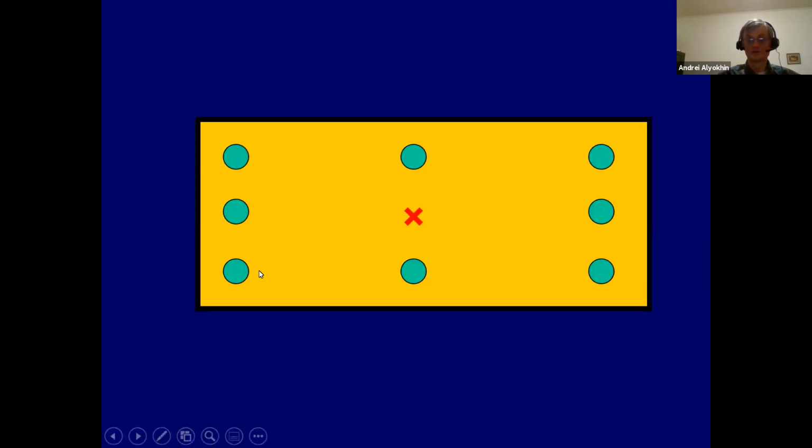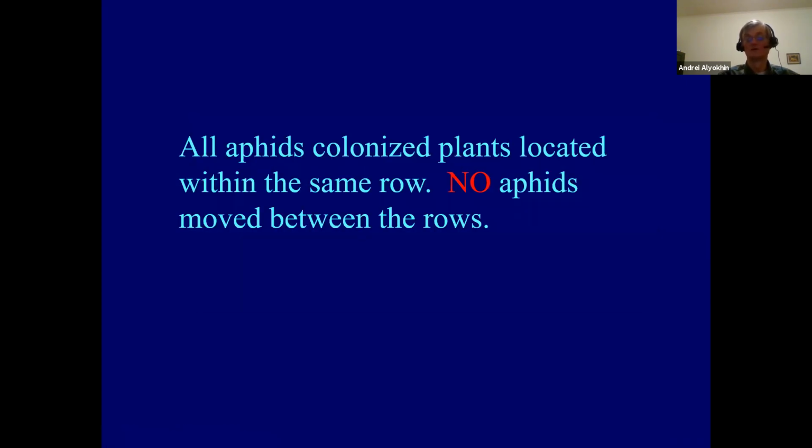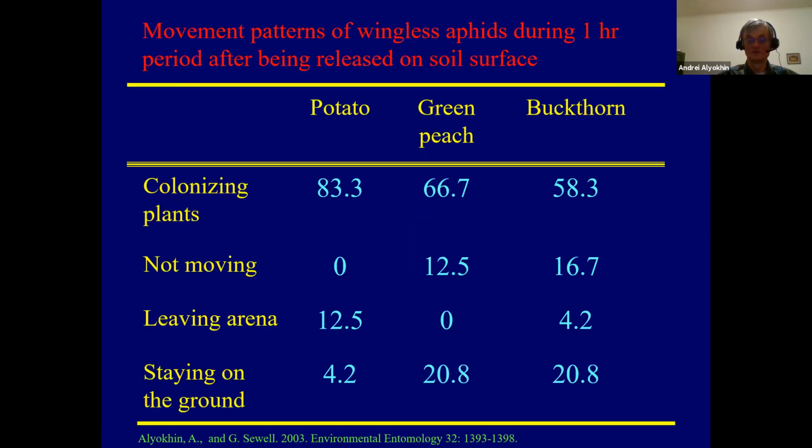And then if we released them in a less aggressive environment, in between two potato plants, all of them marched to the nearest plants. No aphids moved between the rows. Okay, and again, buckthorn aphid, fewest of them made it to plants, and potato aphids were the most mobile. Green peach aphid was in between.